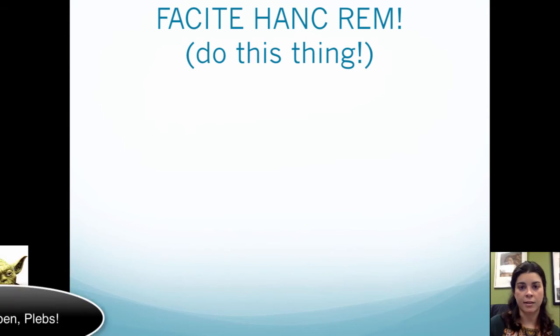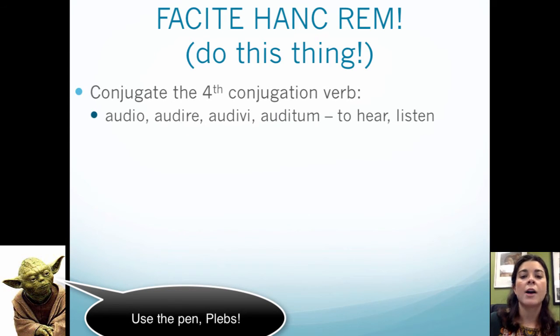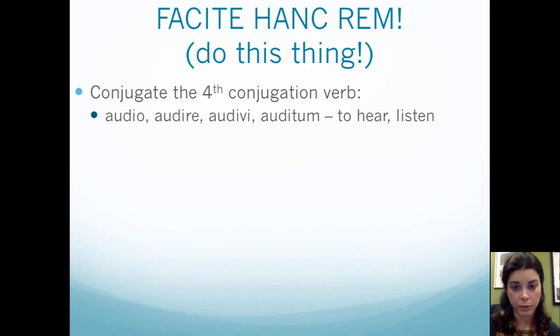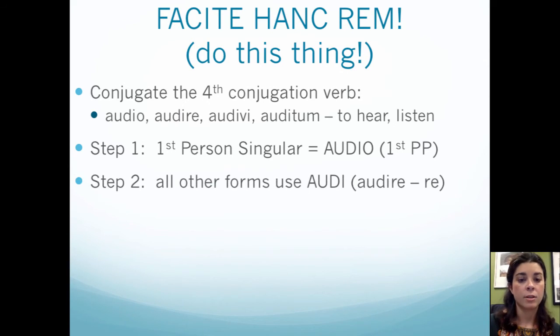Now let's try and practice it. Facite hanc rem, do this thing. So first we're going to conjugate the fourth conjugation verb audio, audire, audivi, auditum, which means to hear or to listen. It's from your vocabulary this stage. First step, take the first person singular, which is audio. That is the first principal part, and it will be the first person singular. Step 2. For all the other forms, we're going to use audi, which is audire minus the -re. So that will be our stem for all the rest of the forms.